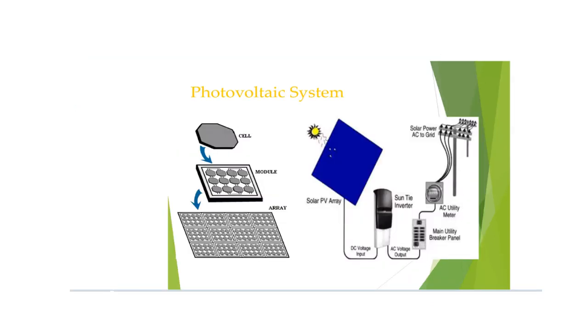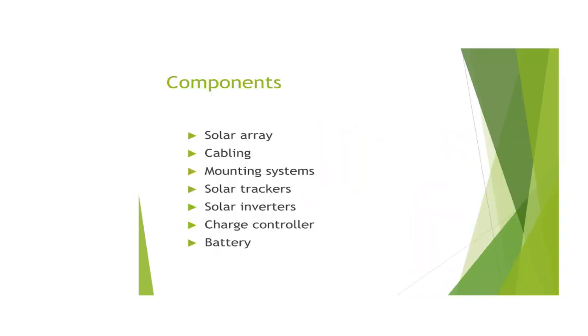And this is the photovoltaic system diagram, which consists of cell, module, array, the solar PV array. This is the sun over here. Now the solar PV array is directly connected to the DC voltage input and connected with the AC voltage output. This is the grid-tie inverter, and from this the main utility breaker panel is connected to the AC utility meter, which is then connected to the solar power AC to grid. The components are: solar array, cabling, mounting system, solar trackers, solar inverters, charge control, and battery.